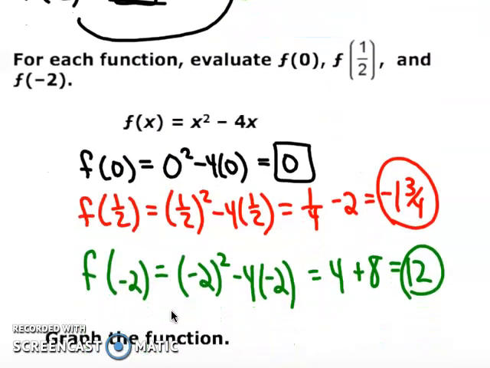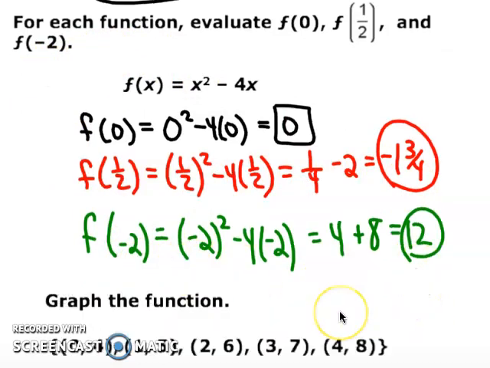These are plugging it into the equation again. So f of 0, you plug it in, you get 0. Plug in f of a half, you get negative 1 3/4. Plug in negative 2, we get 12.